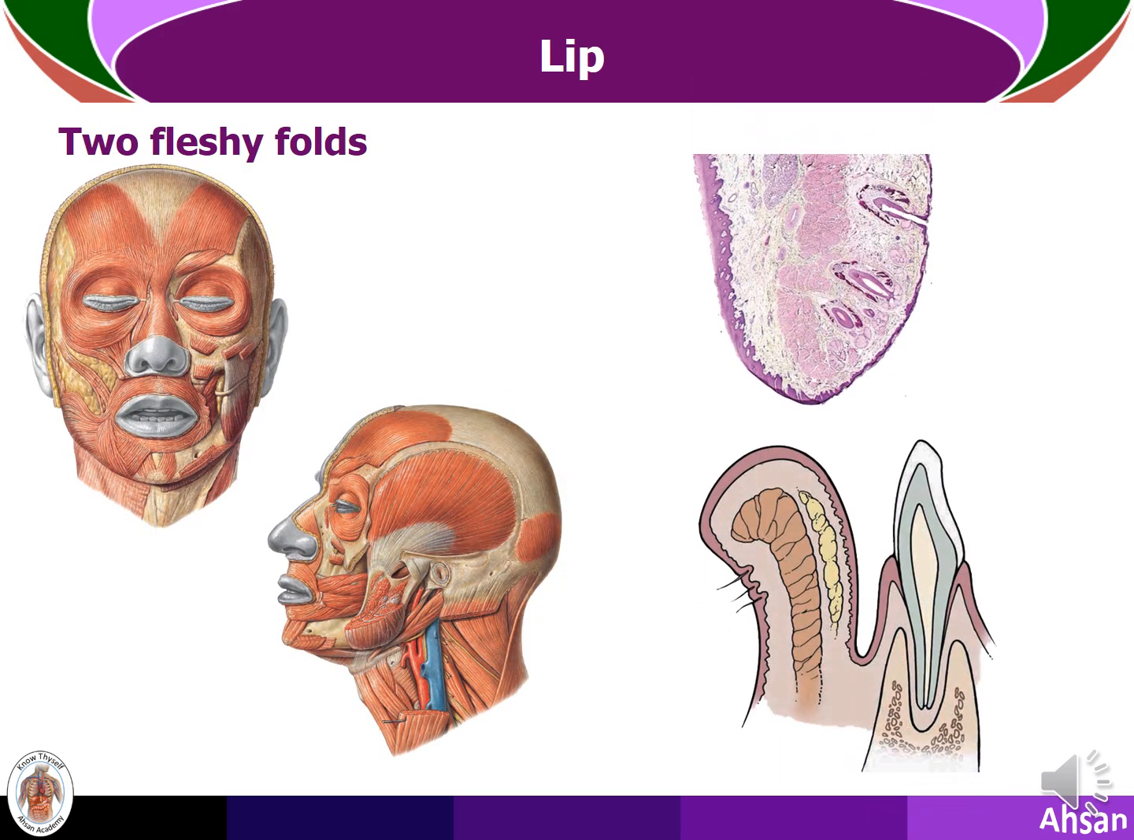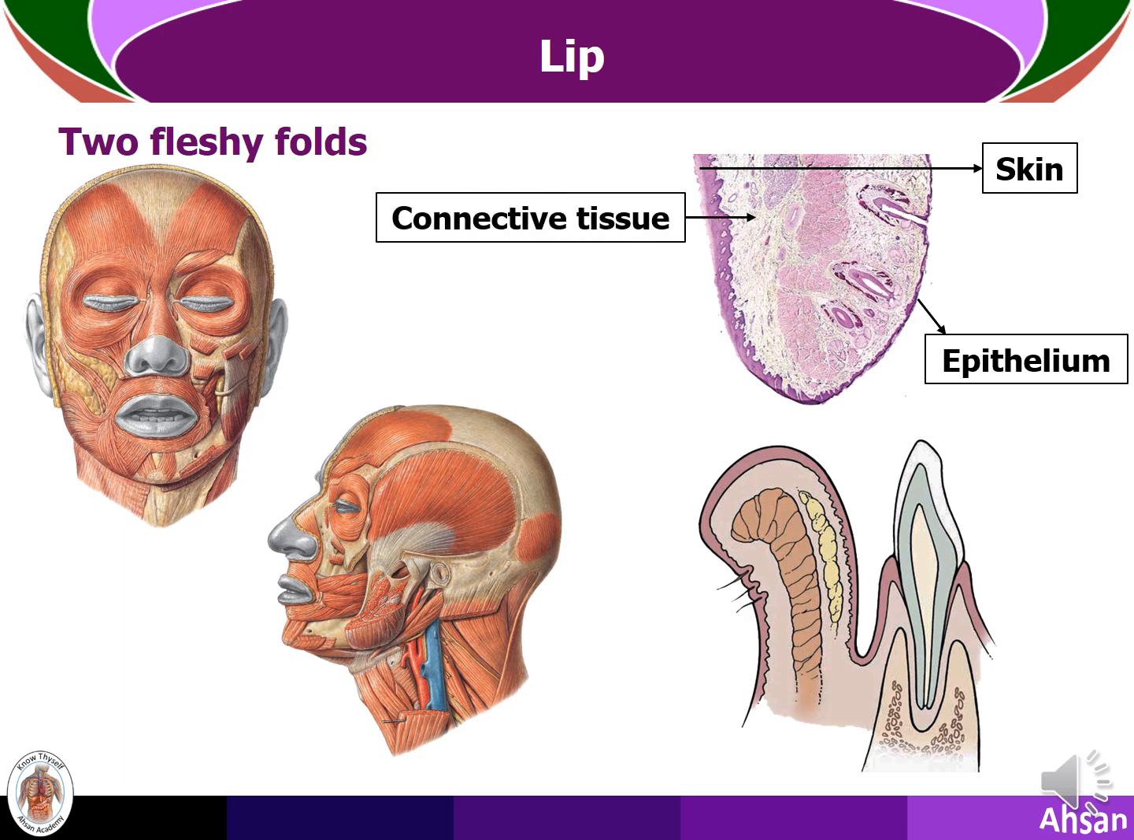The lip is a fleshy muscular fold. If we see the sections microscopically, we can identify the epithelium on the inner part and the skin on the outer part. Just under the skin and epithelium, there's a layer of connective tissue, and the central part is occupied by the muscles. The epithelium is stratified squamous non-keratinized in the inner part, but the outer part has epidermis and dermis.